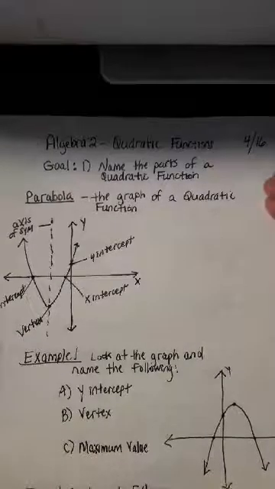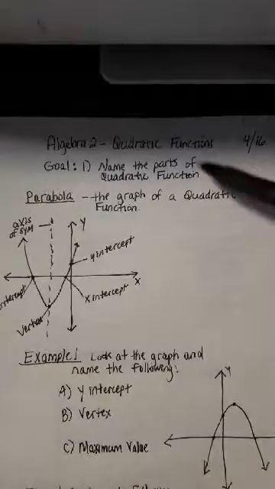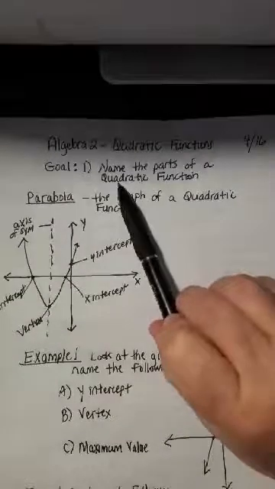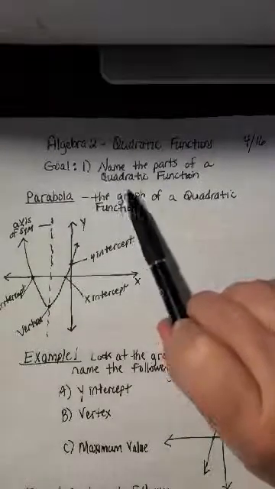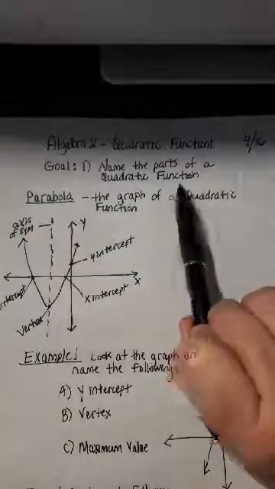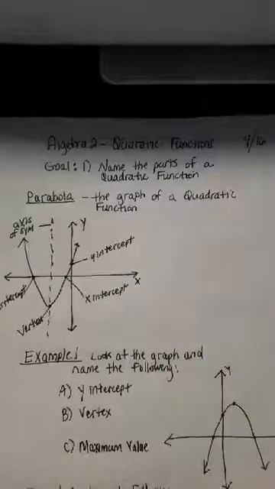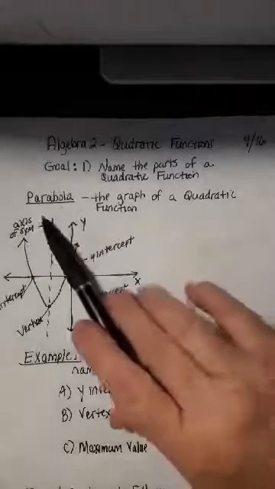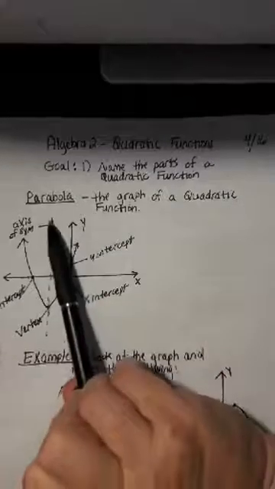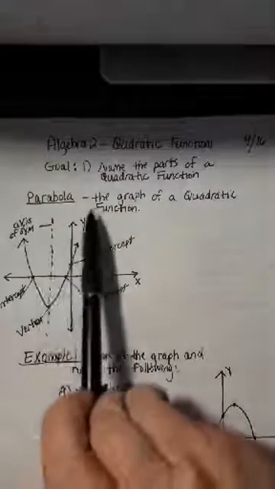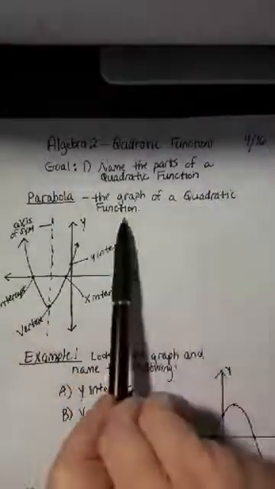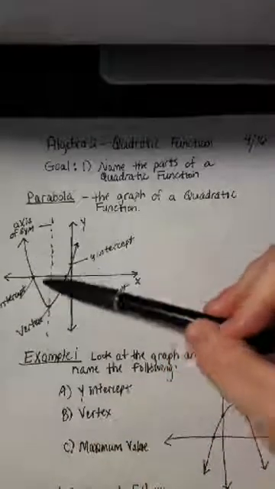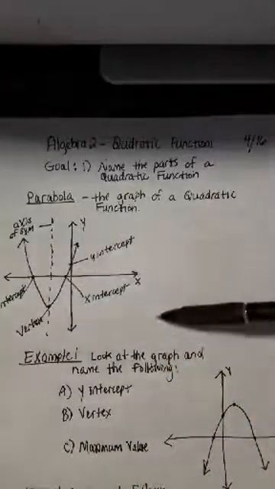And our goal in this lesson, this is an easy lesson on IXL. All you have to do is name the parts of a quadratic function. First of all, let's start by making sure that you remember from Algebra 1 that the graph of a quadratic function is a parabola. It's called a parabola. It looks like this, or it can be turned upside down.